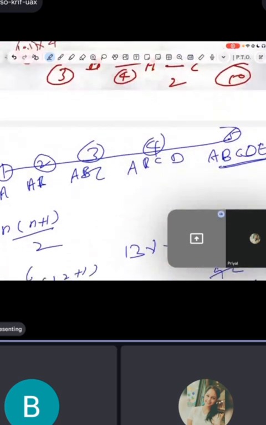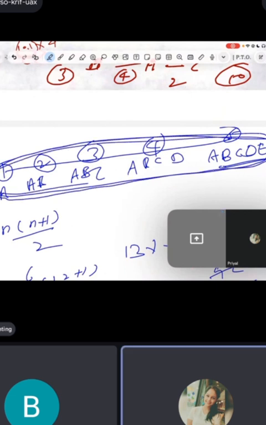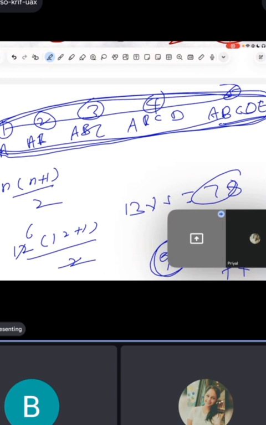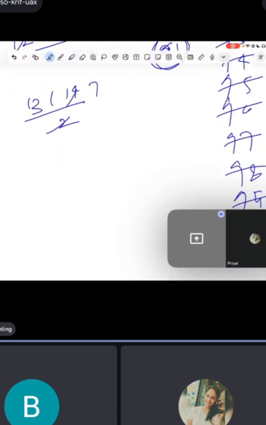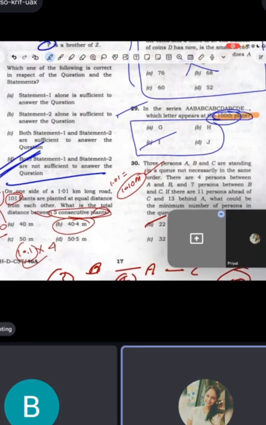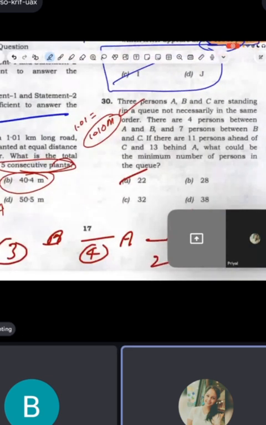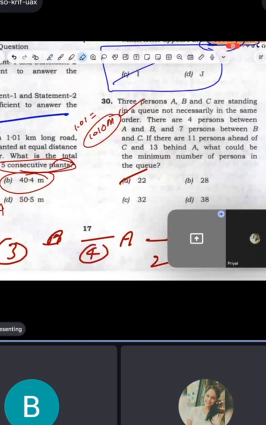So guys, always identify the series because the series is increasing. They can give it in decreasing order also, guys. So that time we have to decrease, but here we are increasing because see, A, then AB, then ABC, then ABCD. That means they are in increasing order. That's why I have increased from A to I. Bhagya, have you understood? Yes, Manish. Okay.